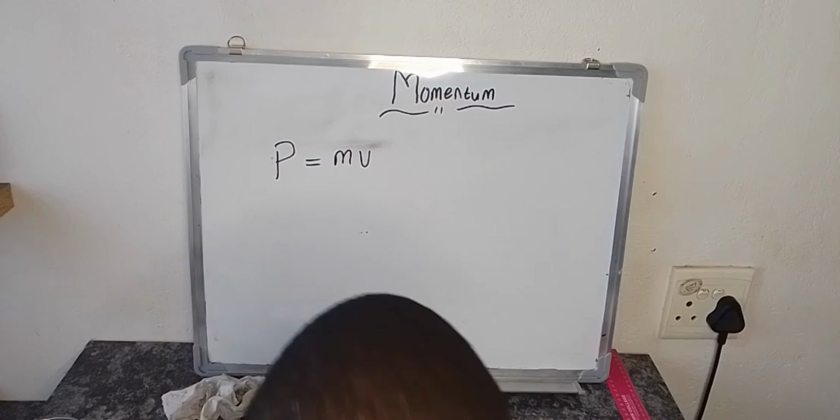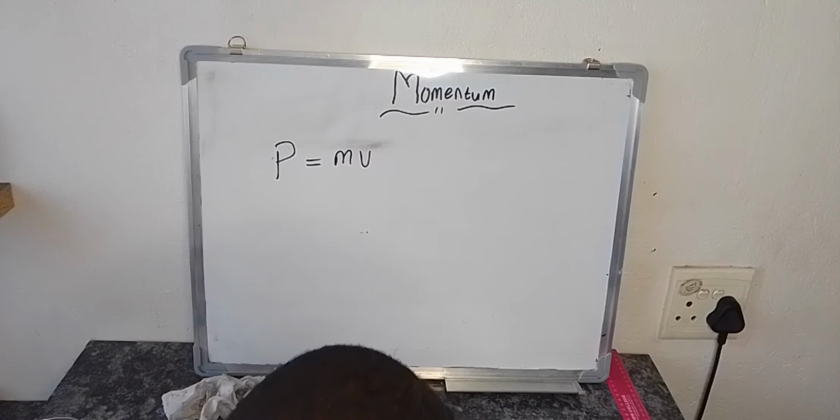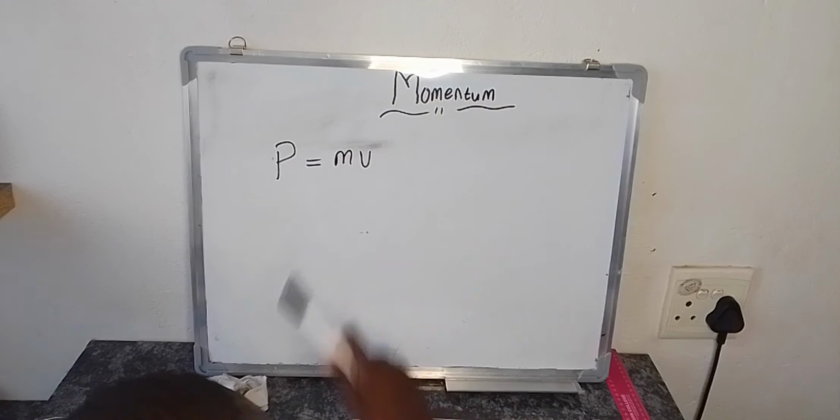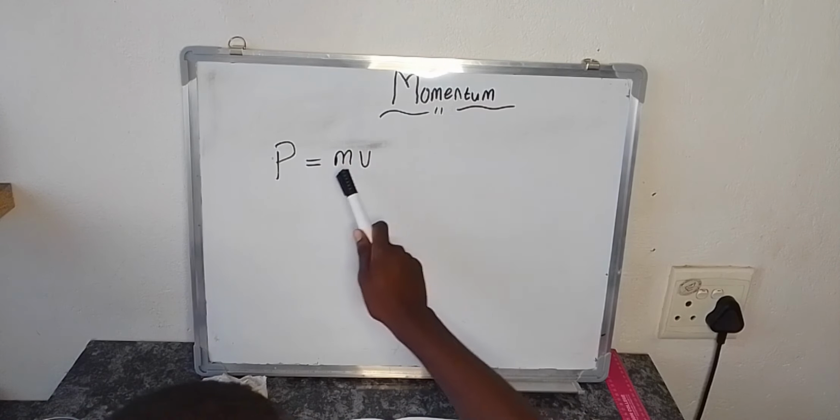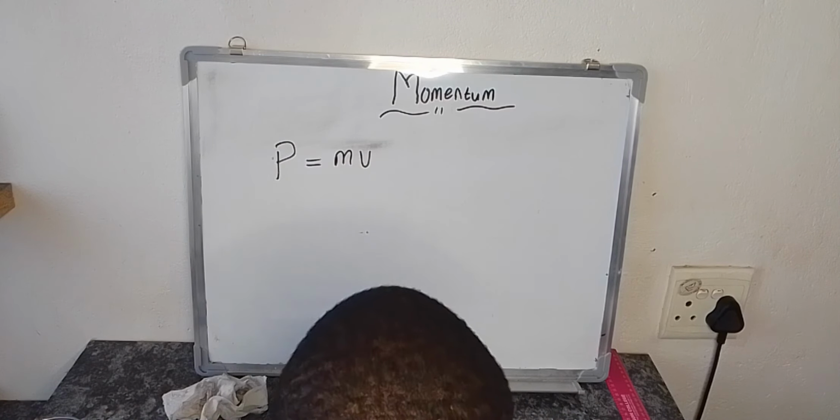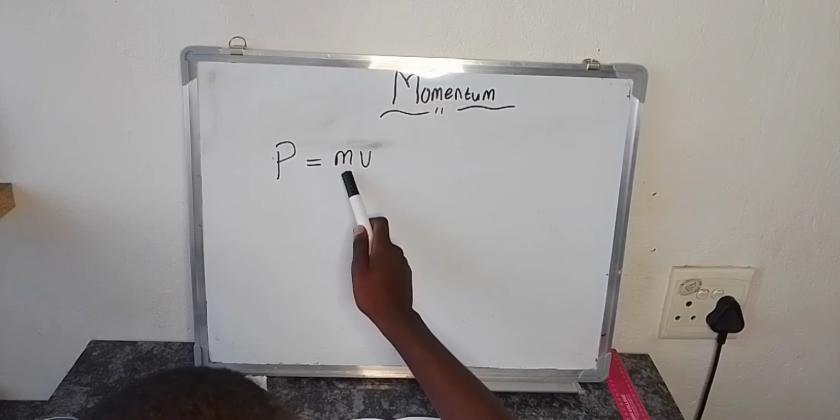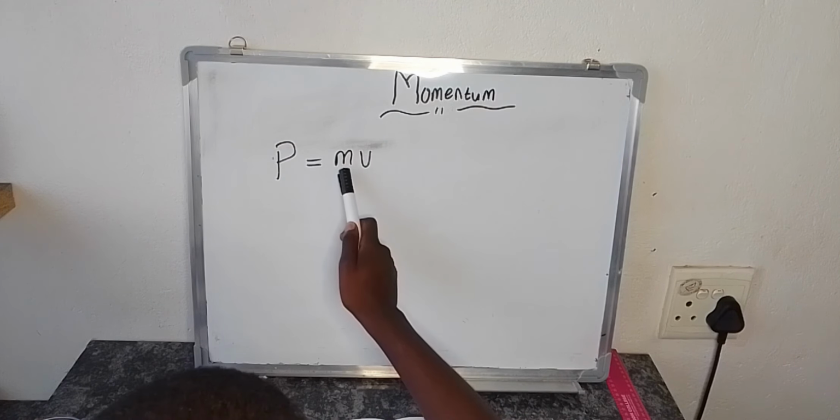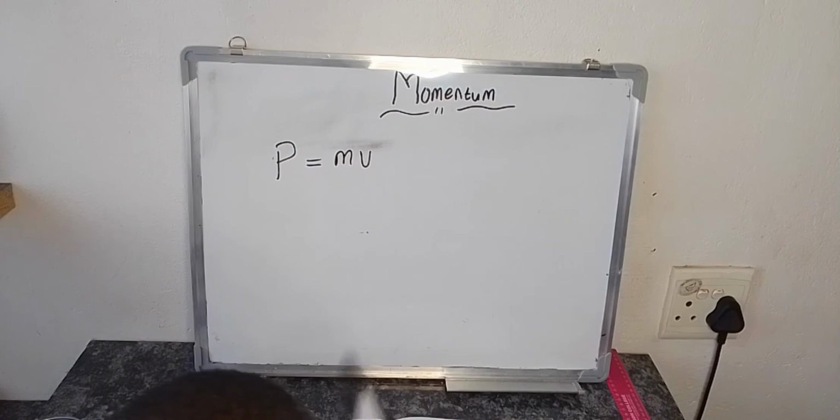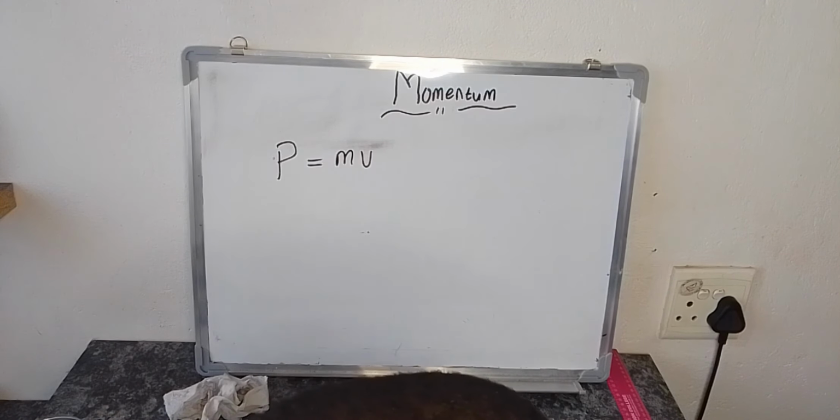So what is momentum? Momentum is the product of the mass and the velocity of the object, and it is given by this formula, where P is the momentum, m is the mass and v is the velocity of the object. Whenever you are using this formula, make sure that when you substitute, mass is measured in kg and v is measured in meters per second. If not, make sure you convert those measurements. And you must also know that momentum is a vector.